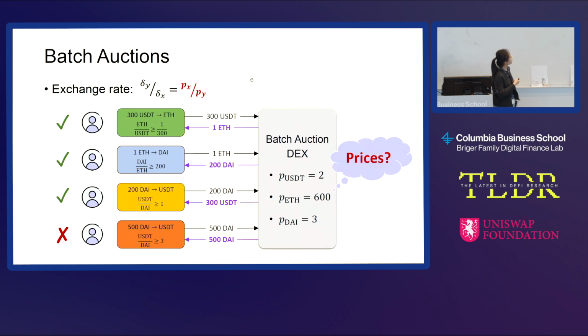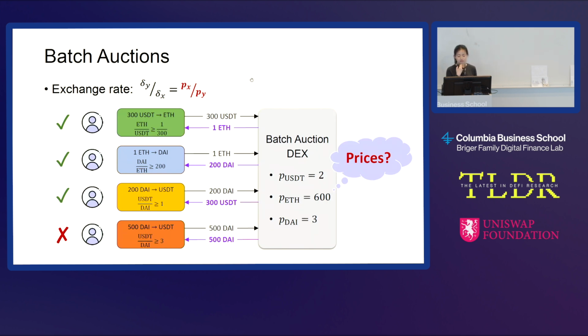But for the last one, the exchange rate between DAI and USDT is 3 over 2, which is less than the threshold 3 here. The 3 means that the user requires the exchange rate to be at least 3. So this transaction will fail and the user receives its original 500 DAI. This is the outcome of this batch exchange. Everything looks good, but the only problem is how we should set this price vector.